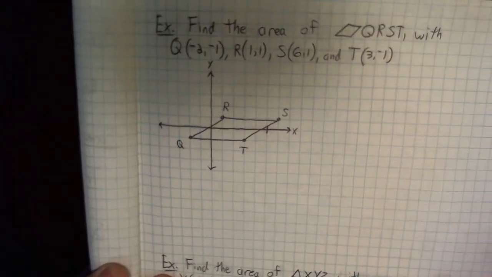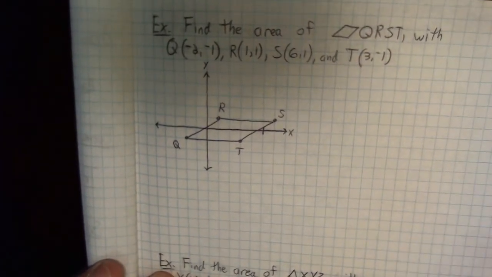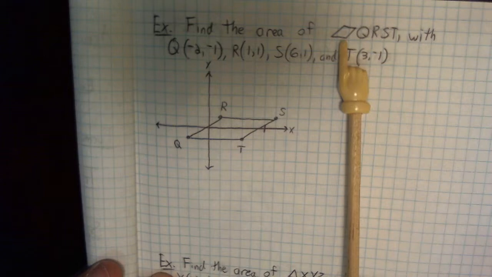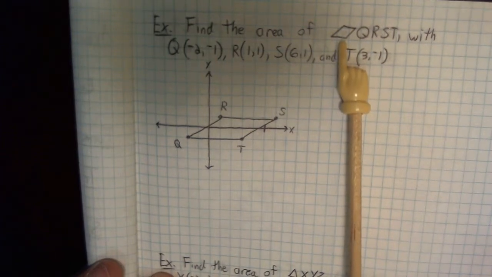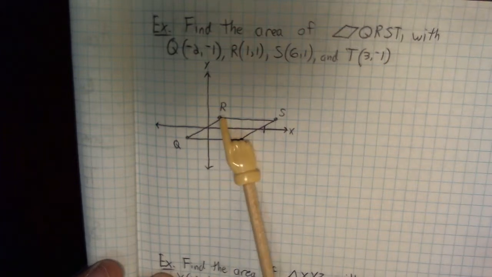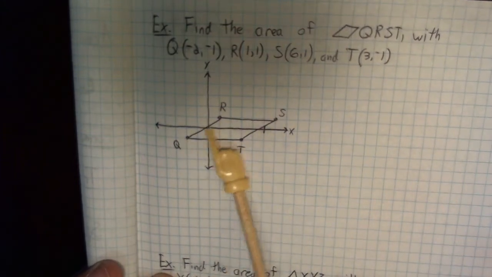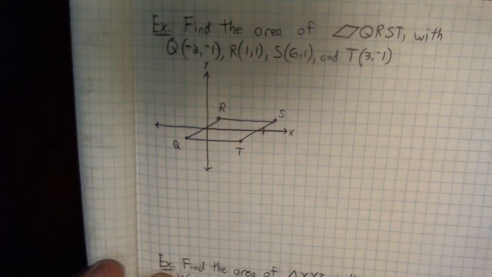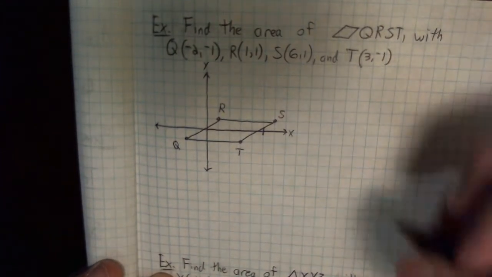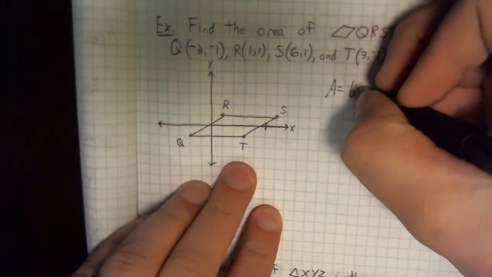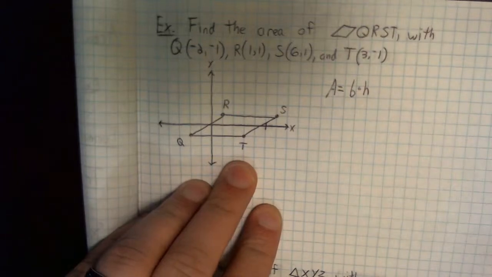Our first example says that we want to find the area of parallelogram QRST with the following coordinates. Now, if you didn't know what this symbol meant, that's fine, because when you draw out your shape, you should hopefully recognize that it matches with the parallelogram from the chart that we just looked at. So, we need to know the formula for the area of a parallelogram, and that's really easy. It's just base times height.